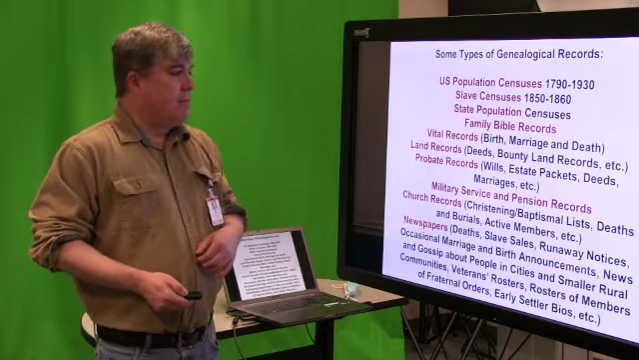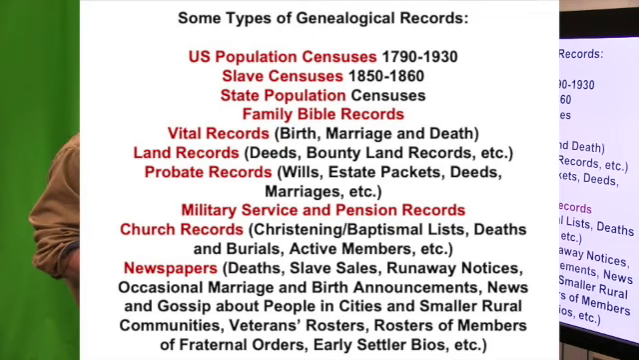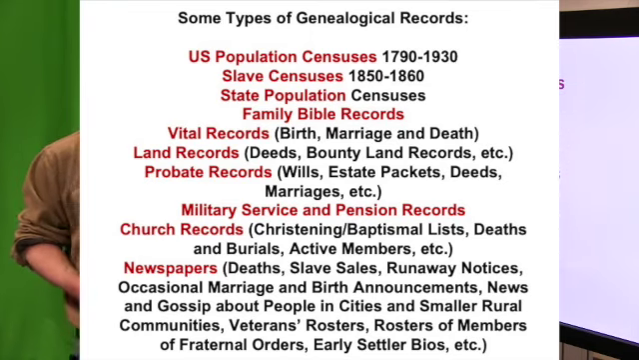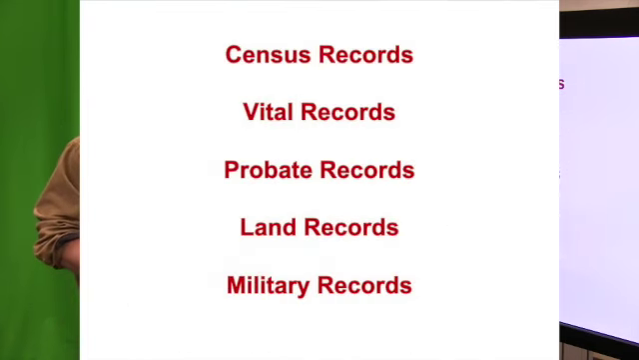And these are just some of the genealogy records that you'll be looking at as you do genealogy: population censuses, slave censuses, state population censuses, family Bible records, vital records. We were talking about church records before. But the main ones we're going to be talking about in this series today are census records, vital records, probate records, land records, and military records.